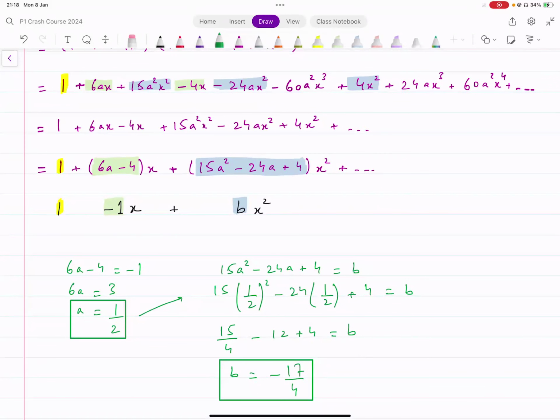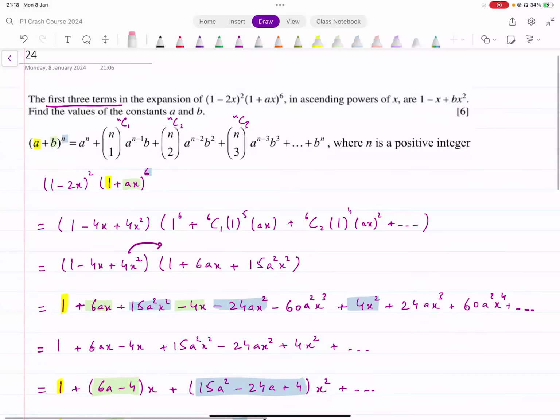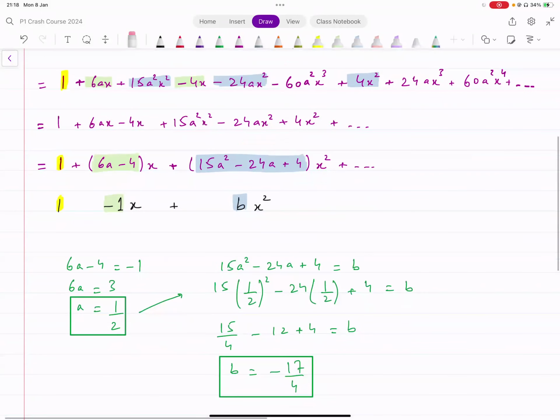Okay. So they gave us one expansion themselves. They said that the first three terms are supposed to be this. We said, okay, let's find our first three terms. And then we just compare the two. And that gives us the values of a and b. Is that all right? Abdullah, do you have a question or do you have your hand raised from before?